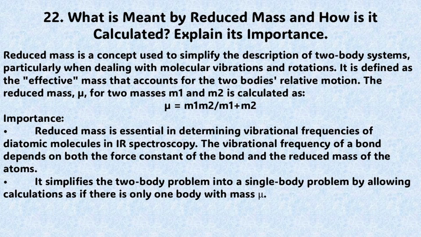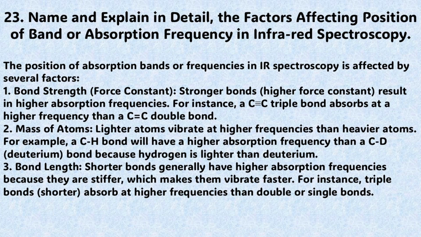Importance: reduced mass is essential in determining vibrational frequencies of diatomic molecules in infrared spectroscopy. The vibrational frequency of a bond depends on both the force constant of the bond and the reduced mass of the atoms. It simplifies the two-body problem into a single-body problem by allowing calculations as if there is only one body with mass μ. The next question is question number 23.